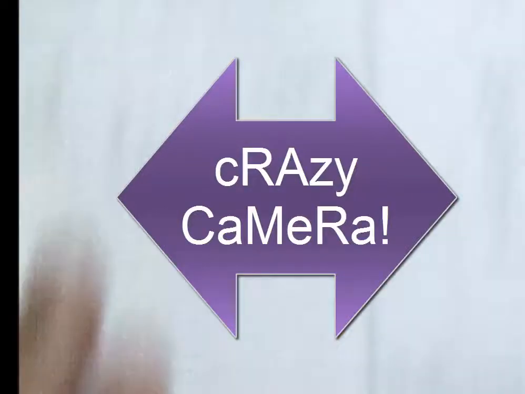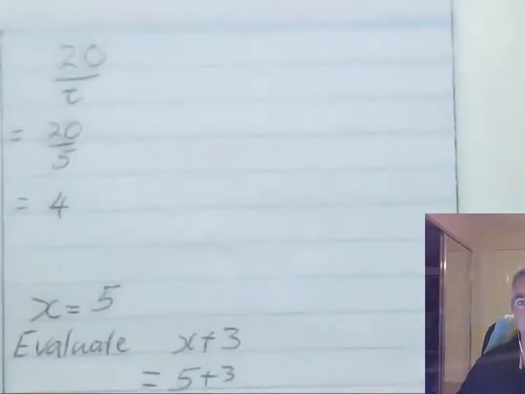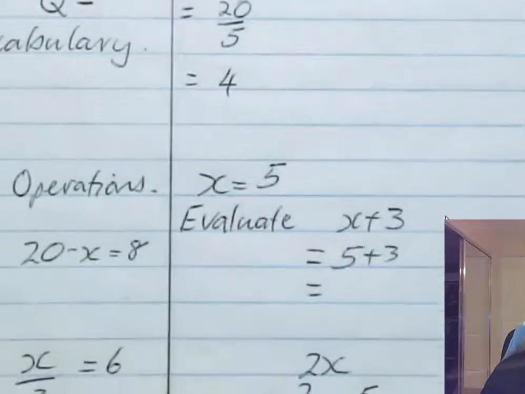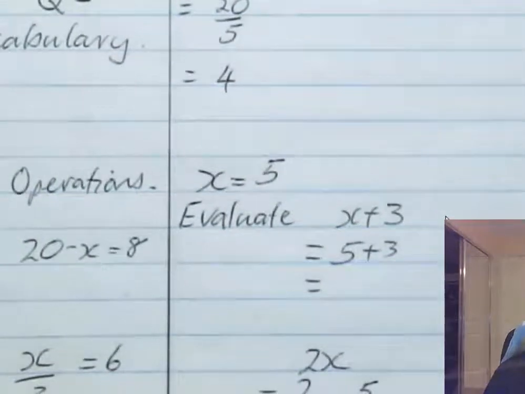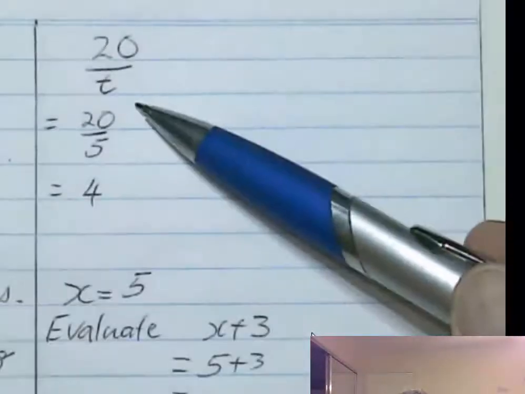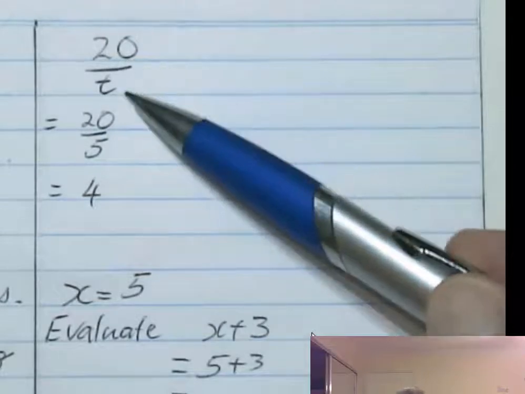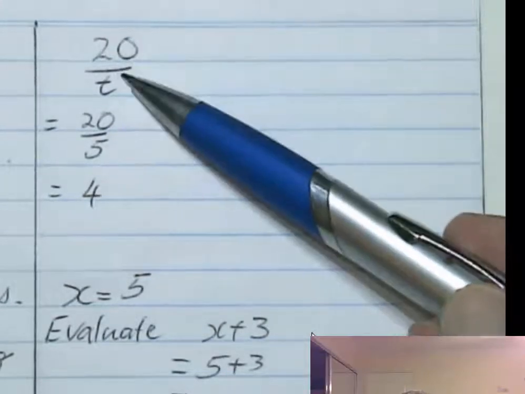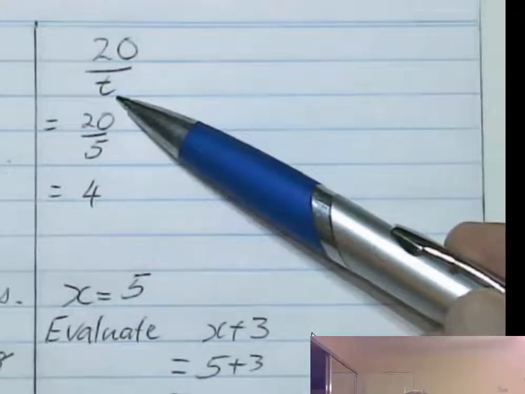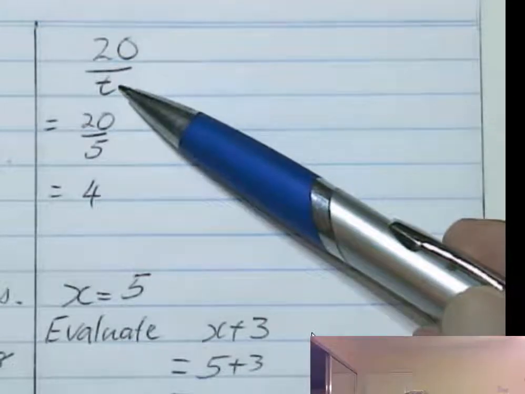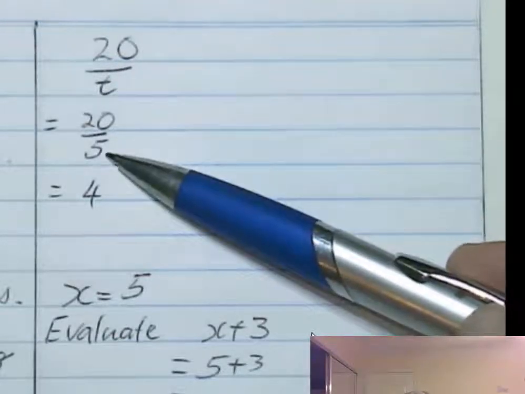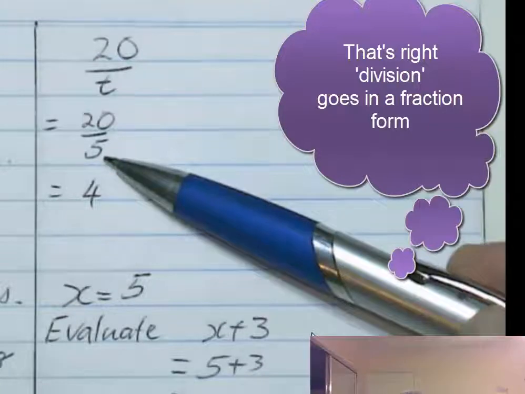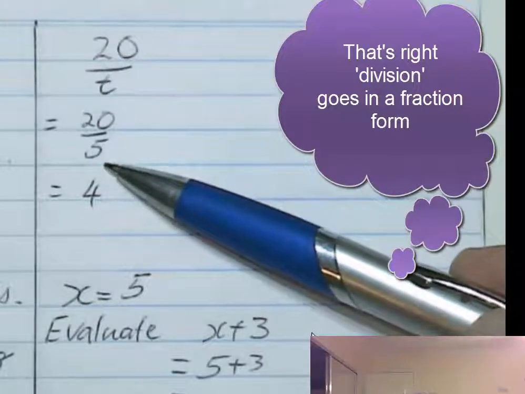Let's move on to the next one up here. Now we've done an addition, a subtraction, and a multiplication. So this one, of course, is going to be a division one. 20 over t, so it's in that fraction form, which means 20 divided by t. We swap over the t for the number 5, so we have 20 divided by 5. 20 divided by 5 is easily done.